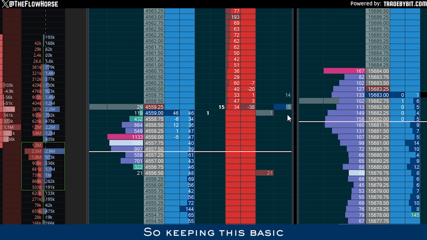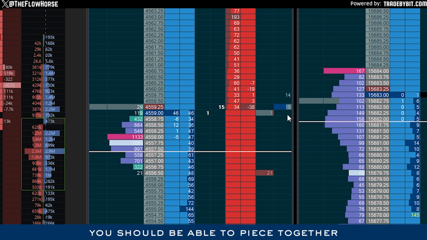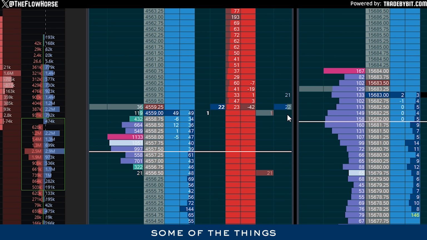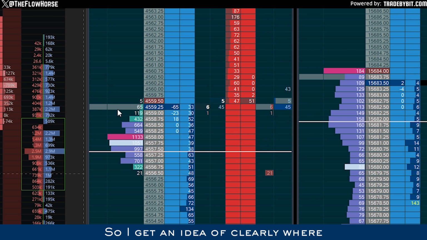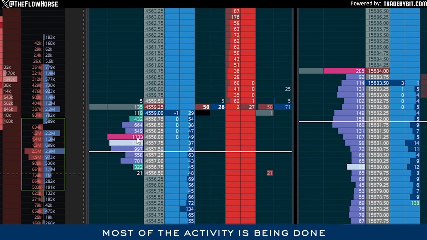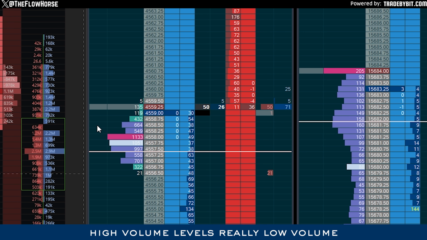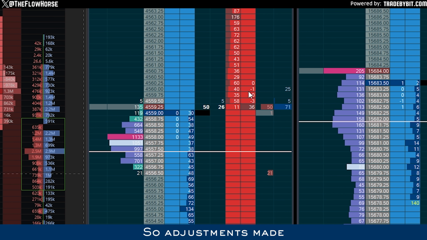Okay, so keeping this basic, if you've taken the footprint course and the market profile course, you should be able to piece together some of the things that we would want to look for. So that's what we have set up within these columns. Volume profile, right? So I get an idea of clearly where most of the activity is being done. I could see anomalies, high volume levels, really low volume levels, single prints even, right? Pulling and stacking. So adjustments made.